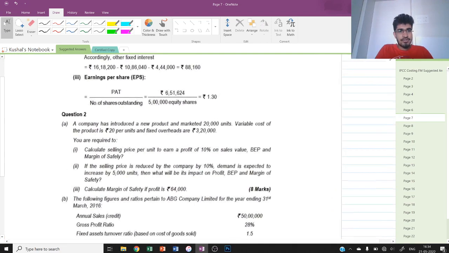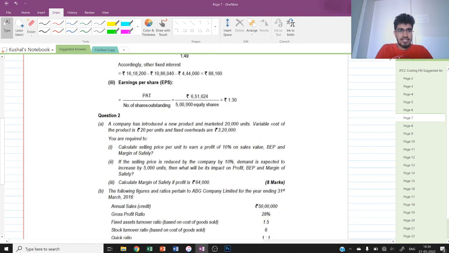A company has introduced a new product and marketed 20,000 units. Variable cost of the product is rupees 20 per unit and fixed overheads are rupees 3,20,000. You are required to calculate selling price per unit to earn a profit of 10% on sales value, break even point and margin of safety. If the selling price is reduced by the company by 10%, demand is expected to increase by 5,000 units, then what will be its impact on profit, BEP and MOS? Calculate MOS if profit is rupees 64,000.